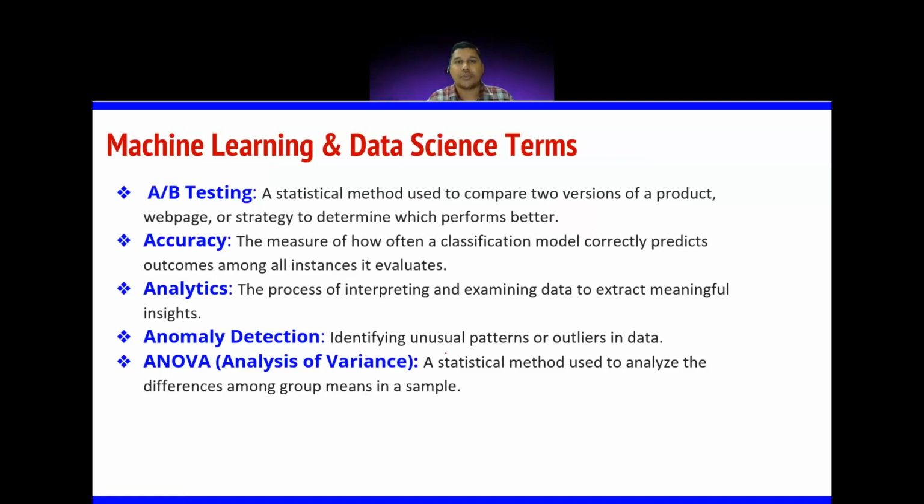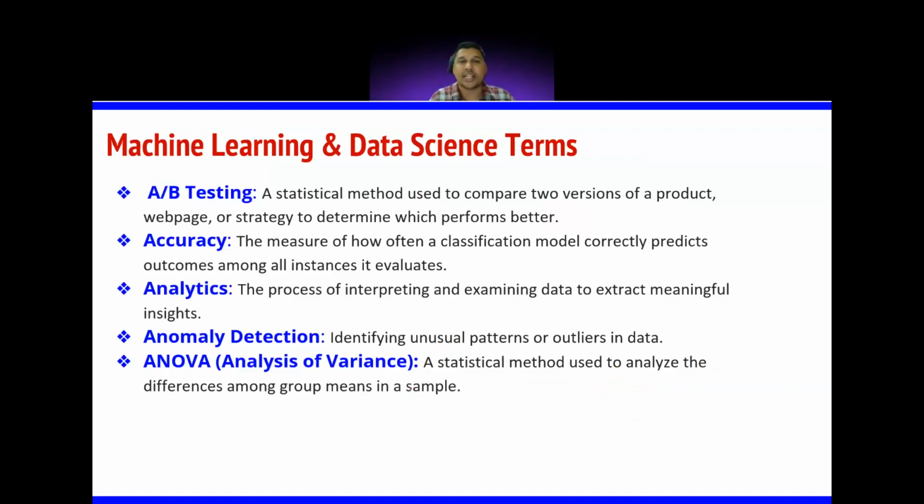ANOVA, analysis of variance. We have studied this in statistics. We have seen parametric, non-parametric testing techniques. So in parametric, we have seen about T, Z and F. When I talk about T test and Z test, it is between a population and a sample. When I talk about F test, it is between two samples or between two populations, right? We apply the ANOVA, analysis of variance technique, if the number of samples is greater than 2.